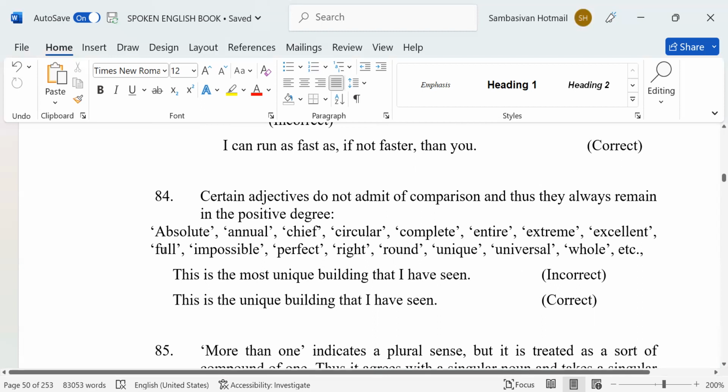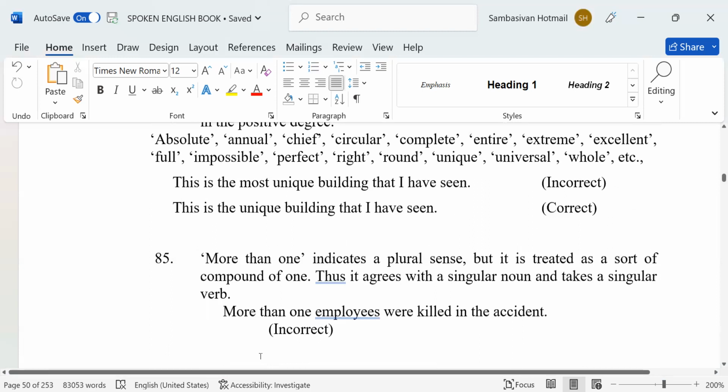Now, how did you read this? You read from here: full, impossible, perfect, right, round, unique, universal, whole, etc. It should be told as etc. That is when there are so many things, but we are not going to cover other things, we use the word etc. I think it is a French or Latin word, I don't know. You should pronounce it as etc.